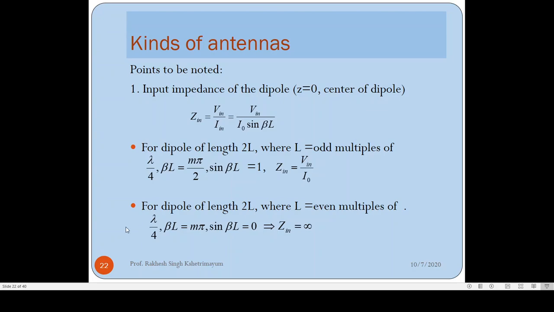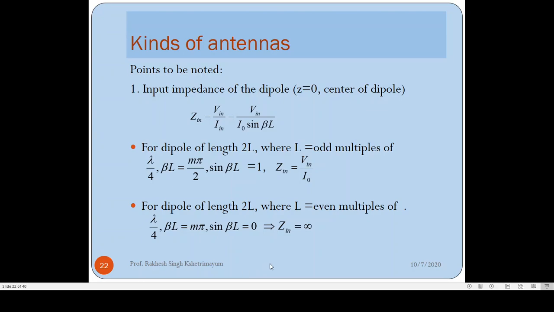Another case is when 2L is an even multiple of lambda by 2, or L is an even multiple of lambda by 4. In that case, sine beta L turns out to be 0, and the input impedance is equal to infinity. Now, if the input impedance of the antenna is infinite, you won't be able to do proper matching of the antenna with any kind of feed line you give to the antenna. For any input source, the transmission line which connects to the antenna will be of 50 ohm, but the input impedance of the antenna is infinite, so you will have maximum reflection at the input point of the antenna, so there won't be proper radiation.